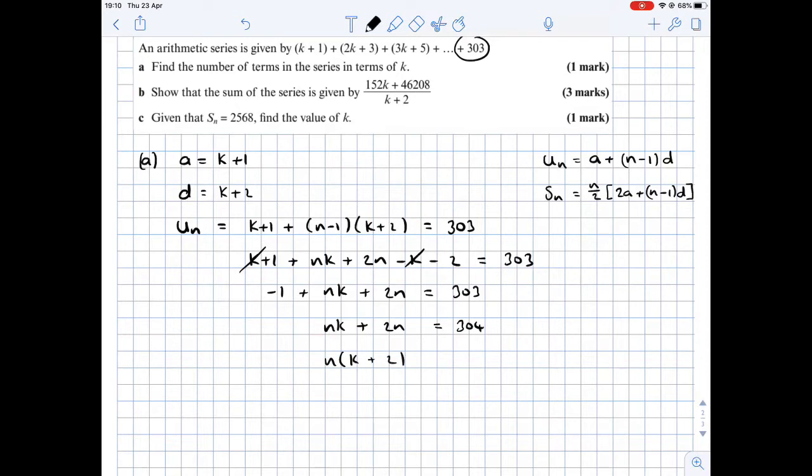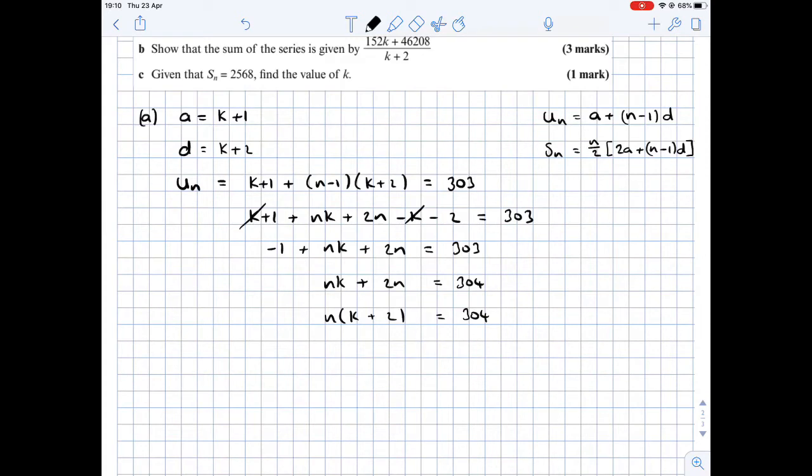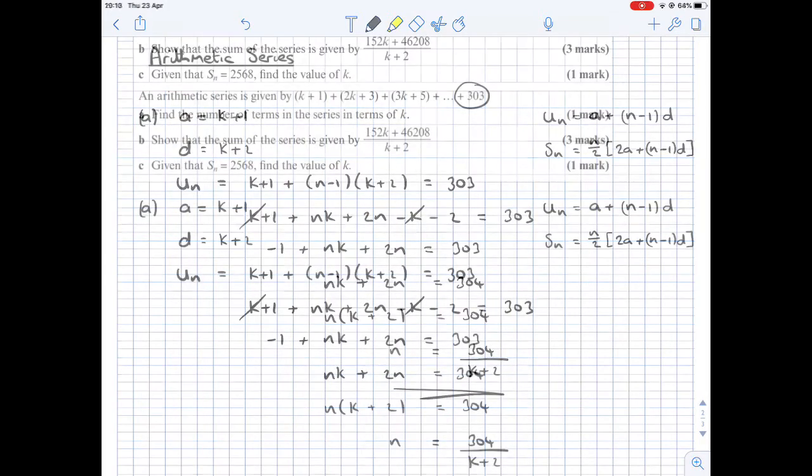Factorising gives us the final step, where n is equal to 304 divided by k plus 2. And we have the answer to part A.